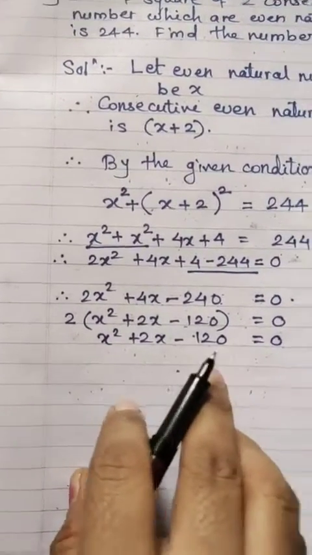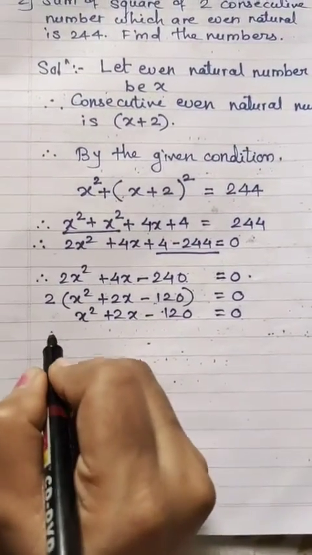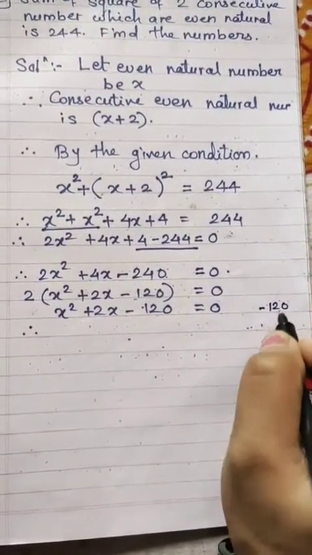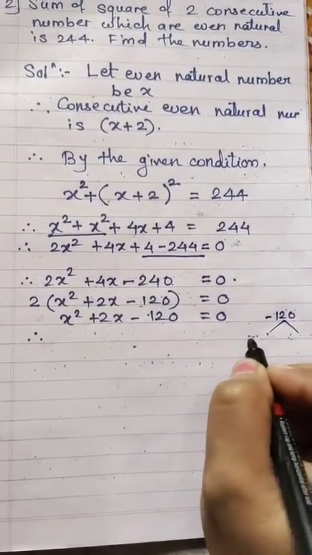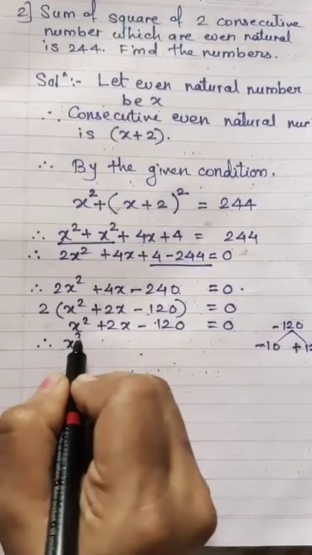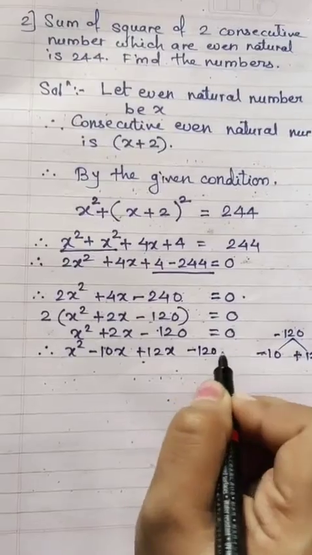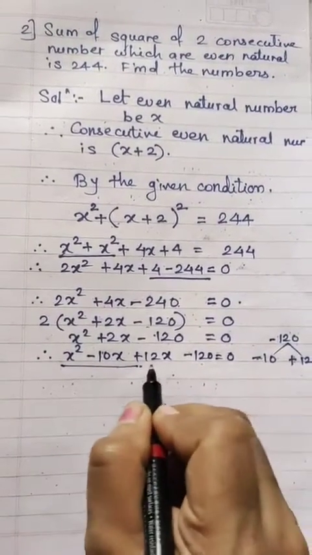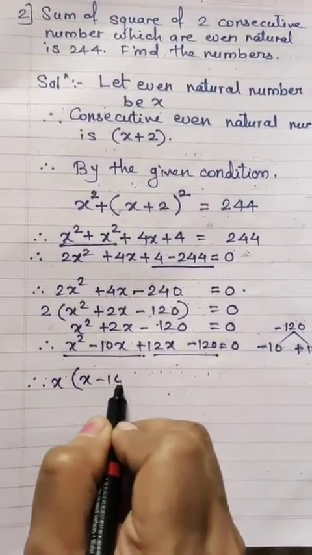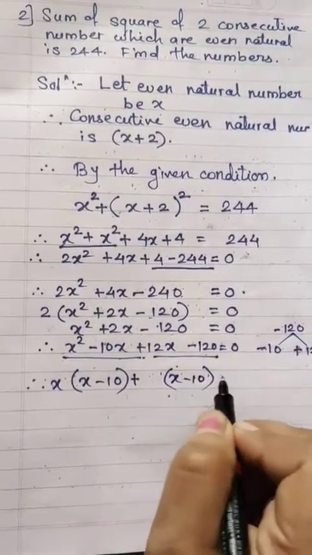Now I have the quadratic equation in its general form and I have to solve it by the factorization method. So take the factors of minus 120. Plus minus type is there, so minus and plus you will get 10 and 12. So x square minus 10x plus 12x minus 120 is equal to 0. Form the groups. x is the common factor, in bracket x minus 10. Again I will write this bracket x minus 10 equal to 0.